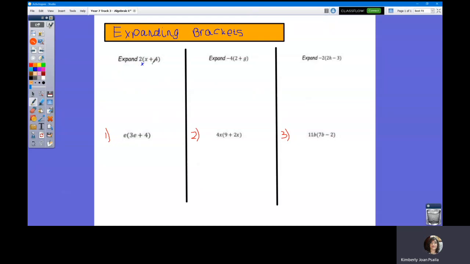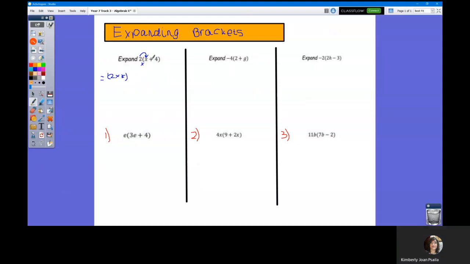Okay, so how are we going to open up this bracket? How are we going to expand this bracket? First, you're going to multiply 2 with the first term x. So 2 times x, right? So there you have your first expression.